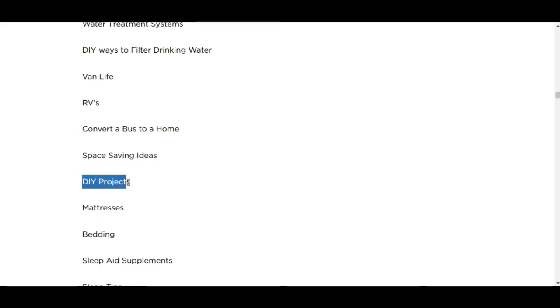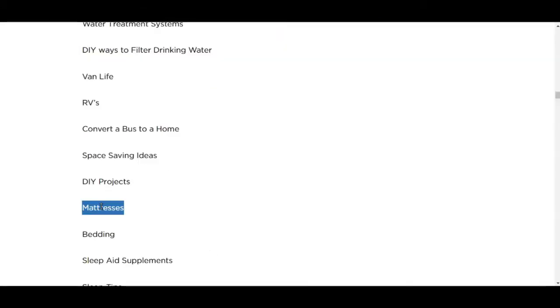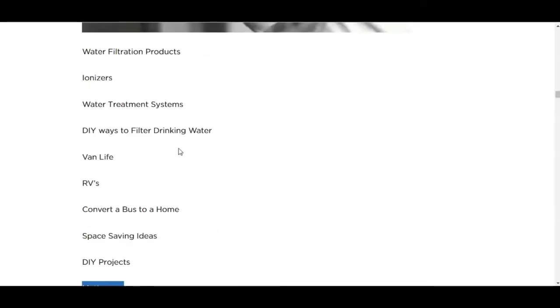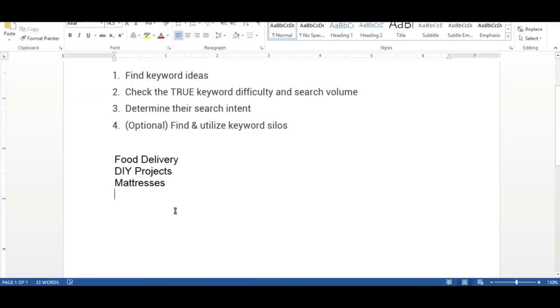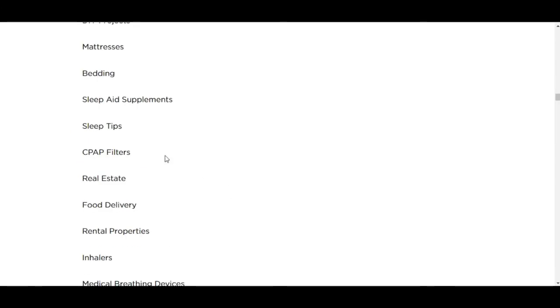So I'm going to choose DIY projects, and mattresses, and water treatment systems. I'm collecting the keyword ideas actually for my niche. Okay, so water treatment systems and sleep tips. Nice, right? Nice.